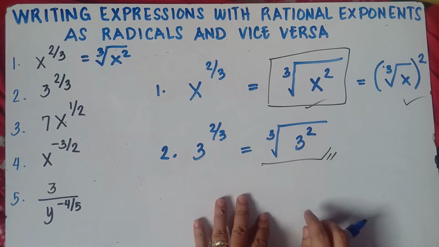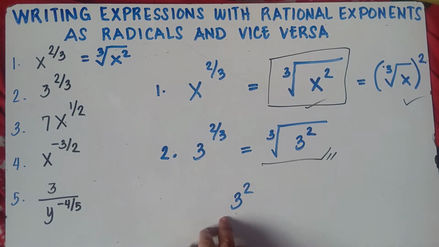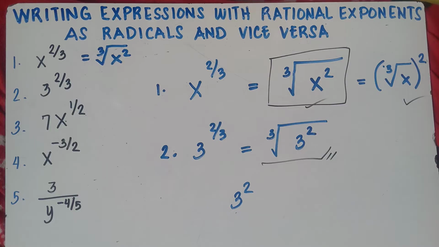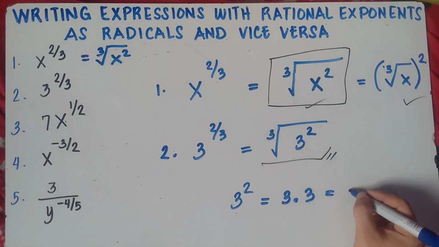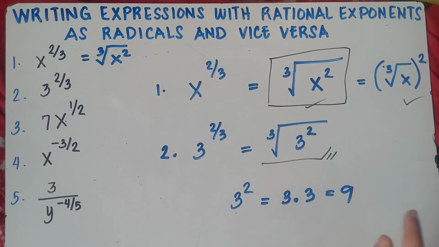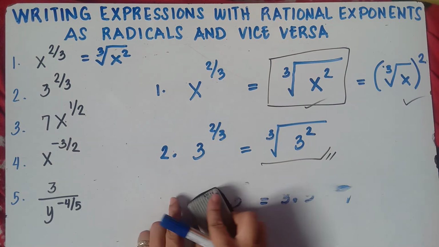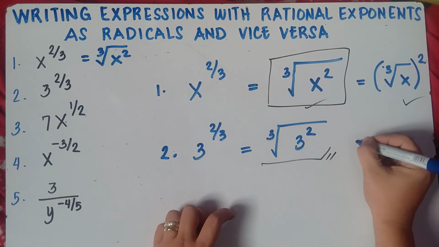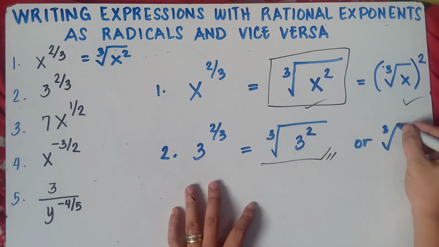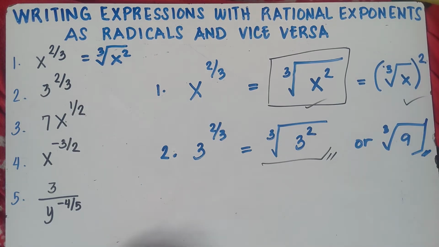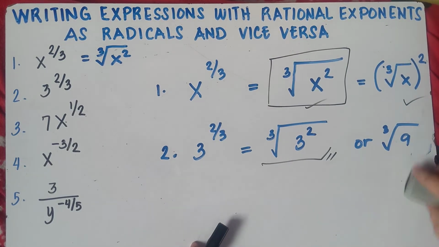3 squared. What do you mean by 3 squared? 3 squared, class. Is it 3 times 2? Nope. It's actually equivalent to 3 times 3. And 3 times 3, that is 9. So 3 squared is equivalent to 9. So you can have this answer, class. Or simplify this one. This is the cube root of 3 squared. It means 9. Cube root of 9. That's it, class. Cube root of 9.